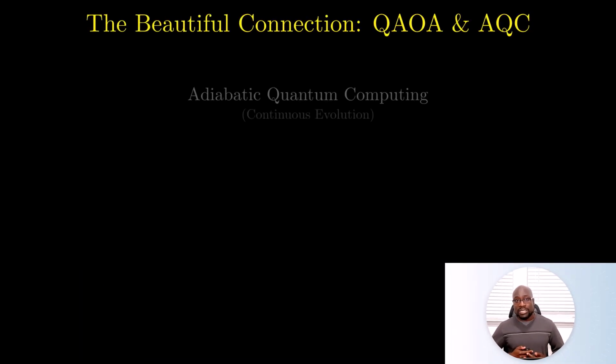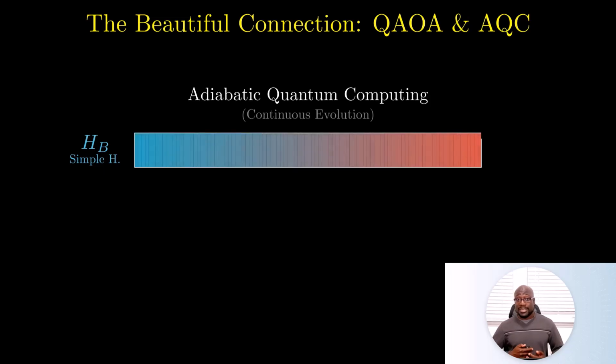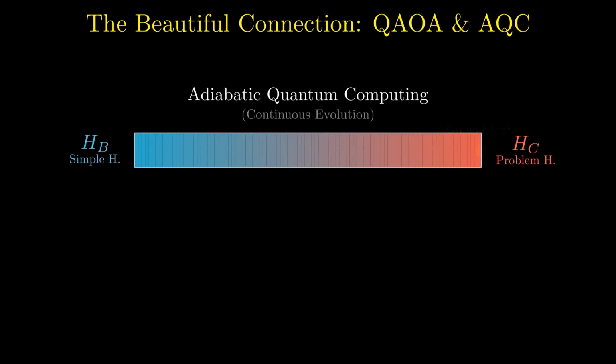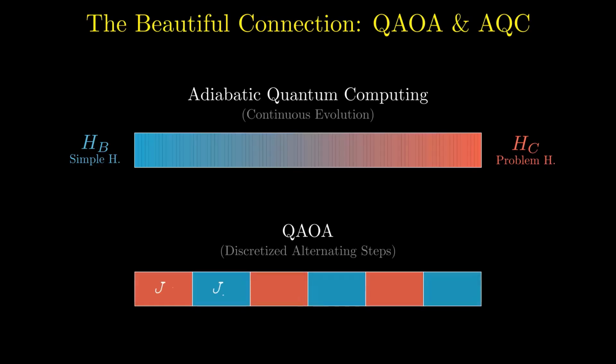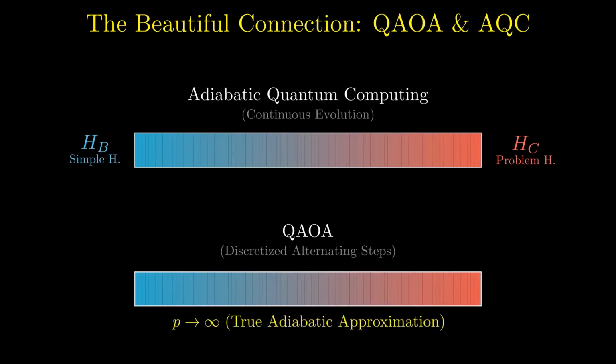Here's a beautiful connection between QAOA and adiabatic quantum computing. In the adiabatic approach, you start with a simple Hamiltonian like HB, whose ground state is easy to prepare, then slowly evolve it to a problem Hamiltonian HC. If you evolve slowly enough, you stay in the ground state throughout. QAOA discretizes this continuous evolution into alternating steps. Each U of C and U of B is like a small kick along the continuous adiabatic path. With enough layers, large P, QAOA approximates true adiabatic evolution.